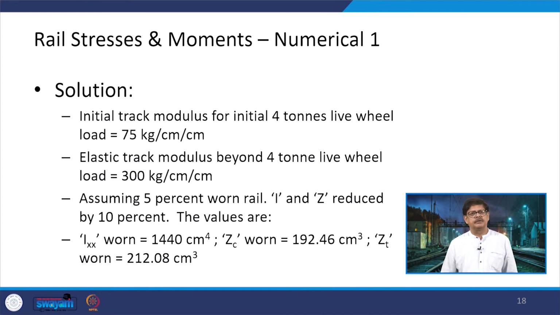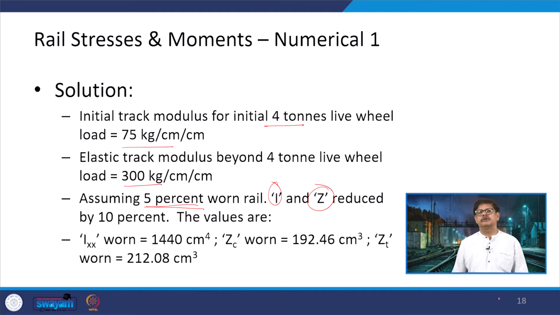Now, in this case, as we talked about the track modulus, we have to consider the initial track modulus as well as the elastic track modulus. The initial track modulus is 78 kg per centimeter square for the given conditions, and for that the initial load is 4 tons. But if we talk about the elastic track modulus, which is beyond 4 tons, the value is 300 kg per centimeter square. And assuming that there is a 5% wear on the rail section, the I and Z are calculated and then further reduced by 10%, as we discussed. If there is wear on the section, then the values have to be reduced by 10%.